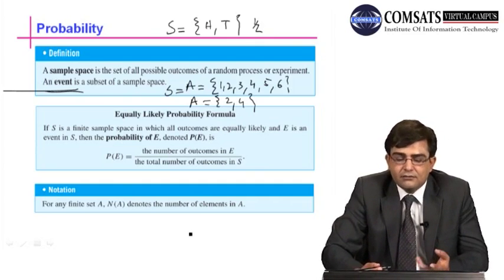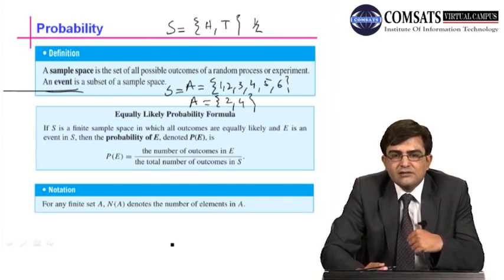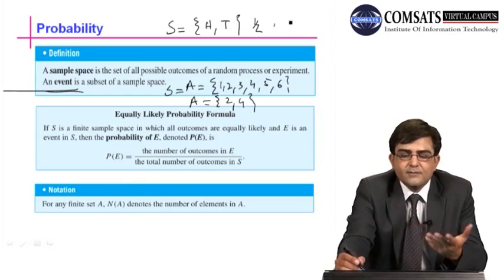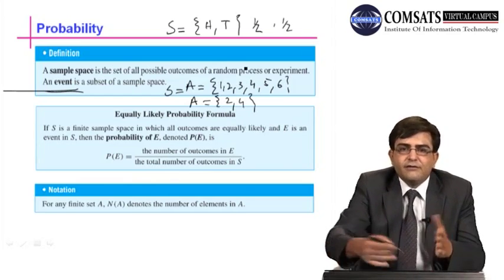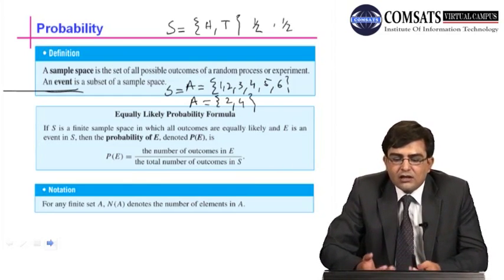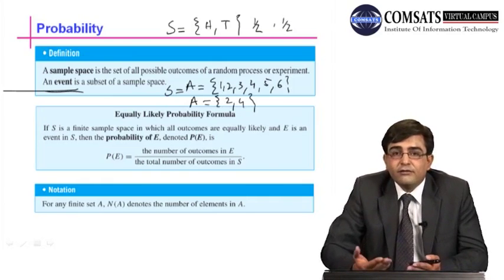1 out of 2 means how many chances are there? Either head comes or tail comes. So there are 2 chances. So the chance of H appearing on that coin is basically 1 by 2. And the chance of tail appearing is 1 by 2. That is 50-50%. In simple language, you can say the chance that head comes is 50%, and the 50% chance is also there for the tail.